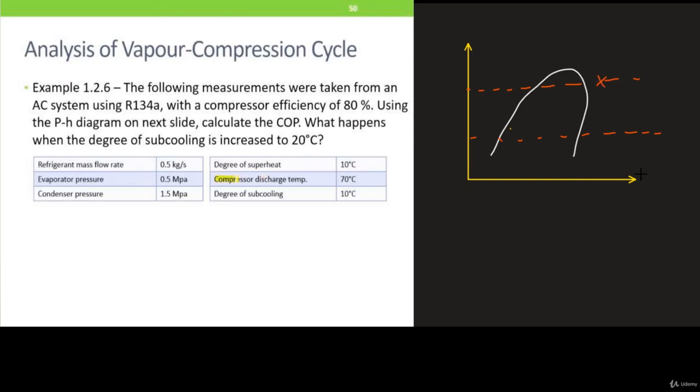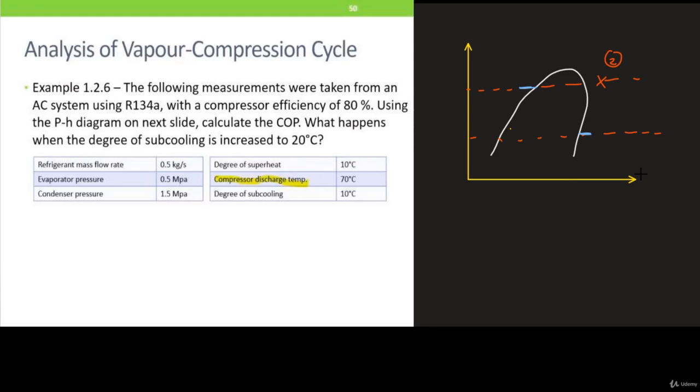This one is your T2, compressor discharge temperature. Degree of superheat and degree of subcool is not your T1 and T3, but you can use these 2 information to get your T1 and T3. So again, you may want to pause the video and try out this question yourself first. If not, I will continue with this example.